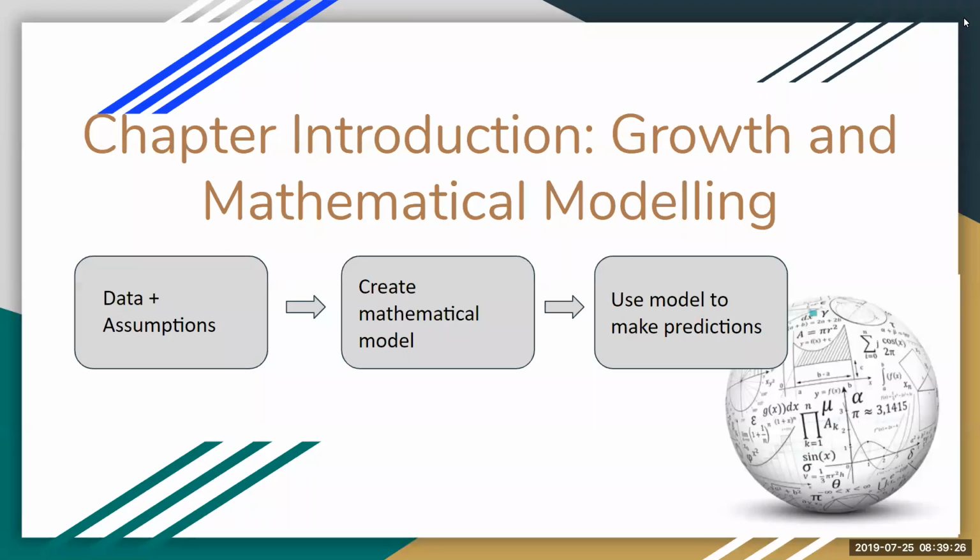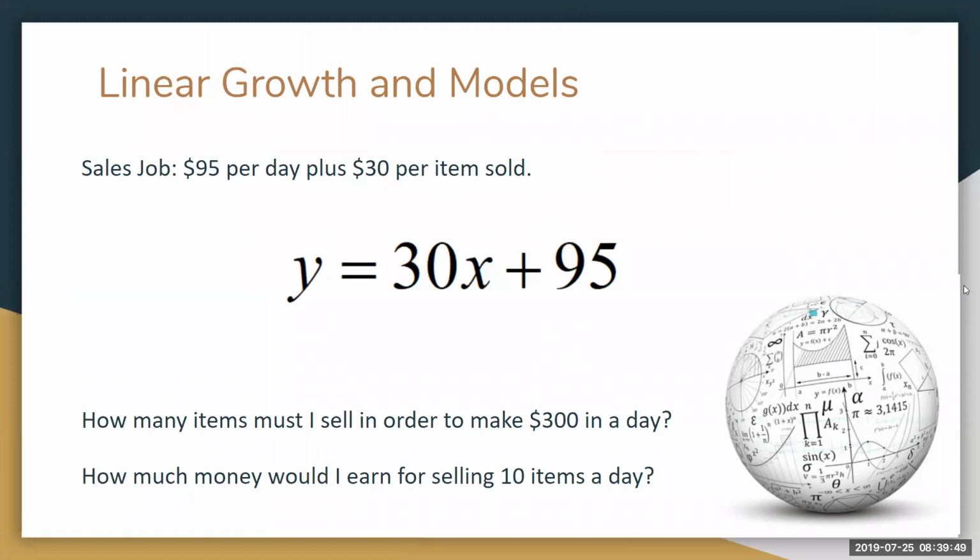This video is an introduction to our chapter on growth and mathematical modeling. In this chapter, we will investigate three main types of growth, those being linear growth, quadratic growth, and exponential growth. Given a scenario, once we identify the type of growth, we can use data and other assumptions from the scenario to create an equation that models growth, and then use those equations to make predictions.